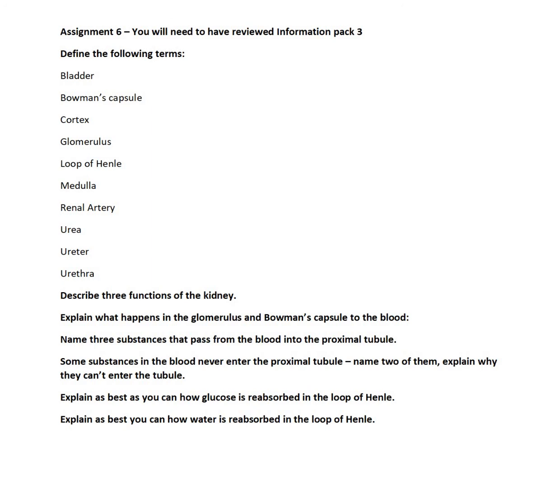Explain as best as you can how water is reabsorbed in the loop of Henle. Okay, water is reabsorbed by osmosis. The reason that happens is that the concentration of water in the loop of Henle is greater than it is in the blood vessels surrounding the loop of Henle, the vasa recta. That means that the water will move passively from the loop of Henle to those blood vessels. So your big idea, the difference between those two things: glucose is actively transported, it's pumped back in, whereas with water you get passive reabsorption. Okay, it's called osmosis.